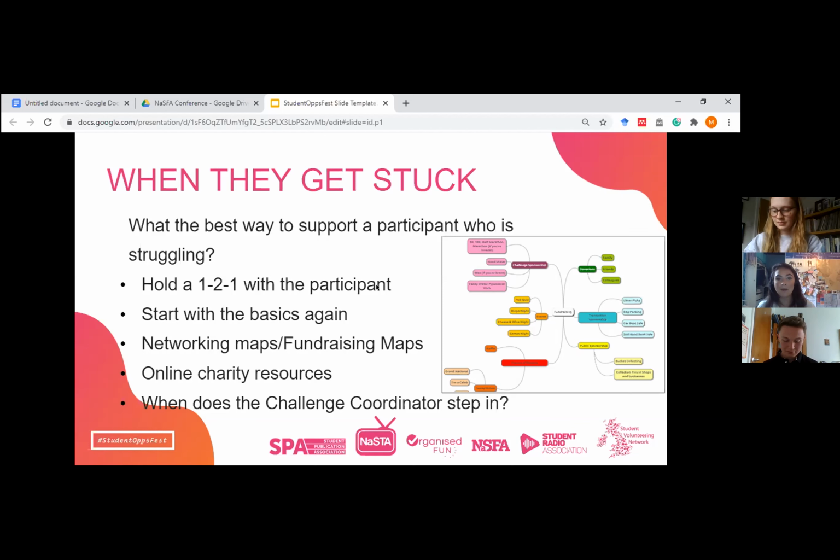A fundraising map, as you can see on the screen, hopefully, is how I like to break down my fundraising. I put everything into 6 different categories, and believe it or not, it tries to simplify it for participants. So I'll talk you through those briefly.